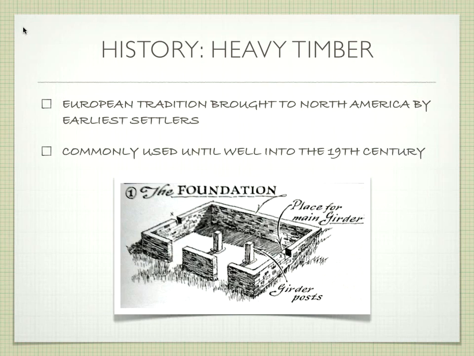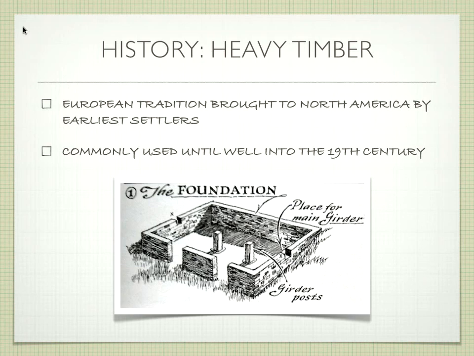So European traditions, since a lot of European buildings are this way, were brought to North America in the first settlement, right? This isn't a history class, so we're not going to get into that too much, but it's important to know where it came from. And it was commonly used until well into the 19th century. It fell out of fashion once we found light frame, and it became a lot cheaper to use light frame, which we'll talk about next week. The interesting thing is it's come back in fashion now that we have better modern tools that can help make the joints. And we'll talk about that a little bit later.